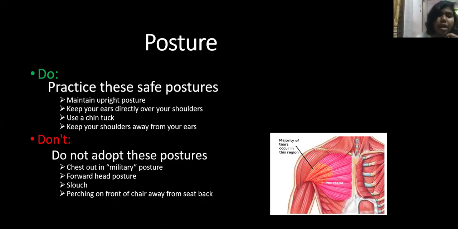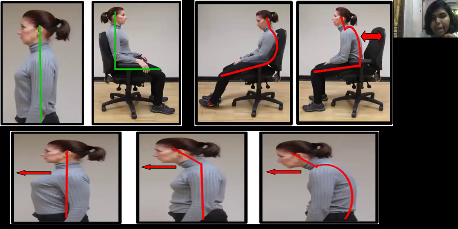The don'ts are chest out in a military posture, forward head posture, slouching, and perching on the front of the chair away from the seat back. So these two are the do's, and these are the don'ts of your posture that will make your back look so bad.